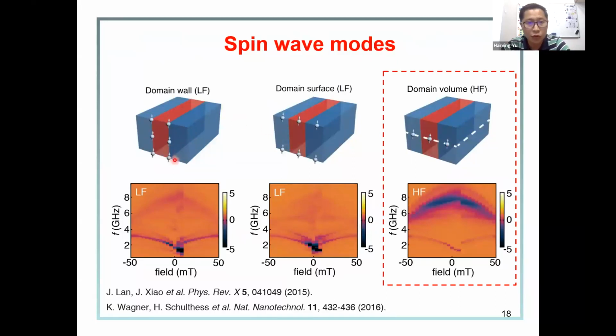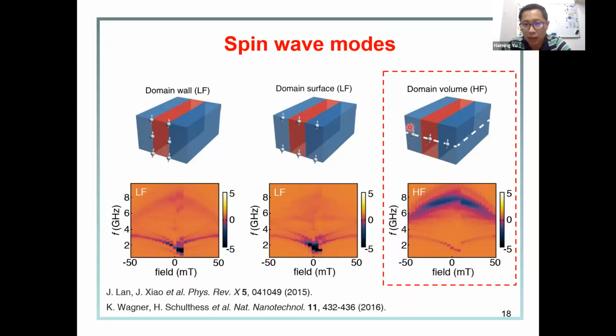So with this, we first look at the domain wall spins, or domain wall magnetizations at the wall. This is also previously studied by other groups. So we look at this domain wall dynamics, and we find in simulations that they mostly appear at the low frequency branch. And then if we look at the domain surface part, these spins also contribute in simulations at the low frequency part.